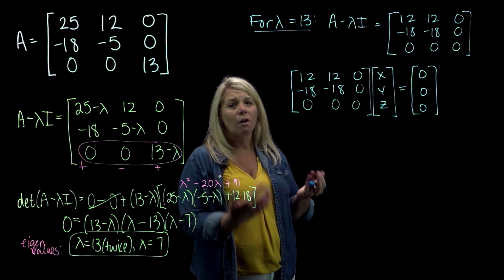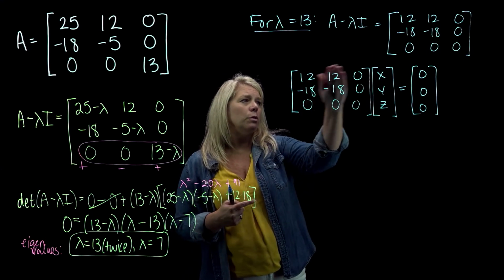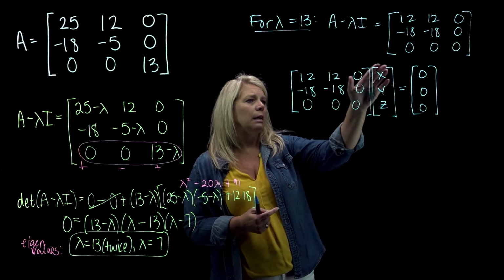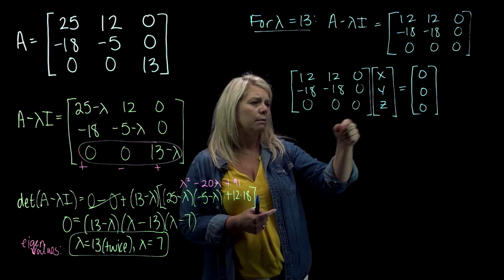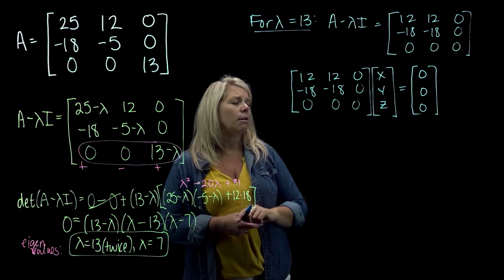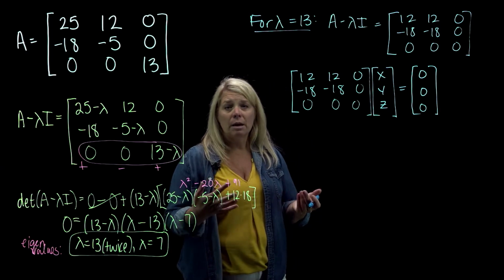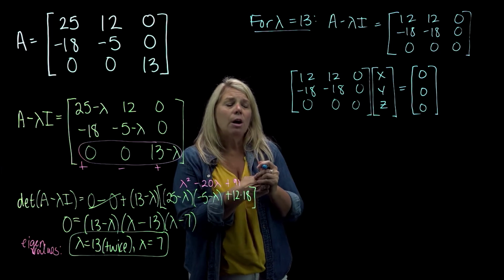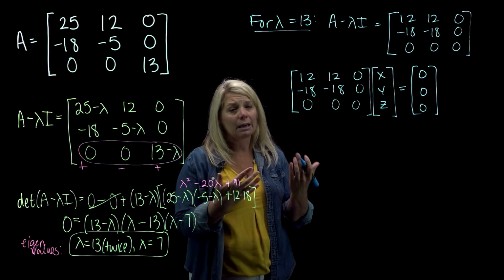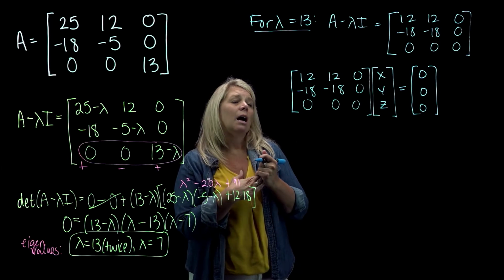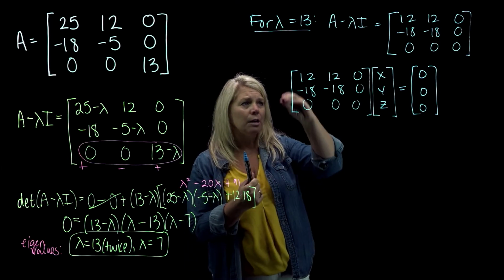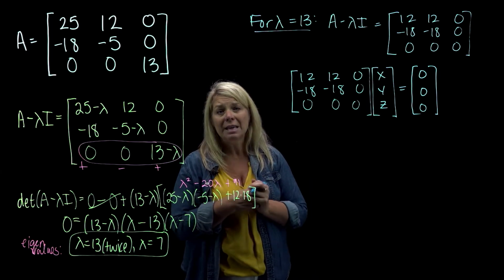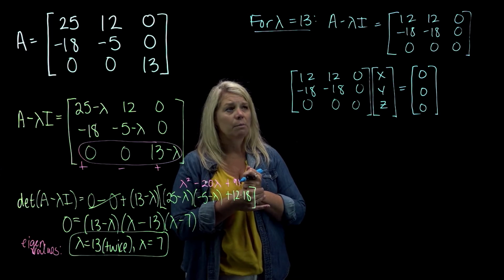So essentially what I'm doing is solving a system of equations. If you do this matrix multiplication, you get 12x plus 12y plus 0z, negative 18x minus 18y plus 0z, and then 0x plus 0y plus 0z, all equal to 0. We end up with this homogeneous system of equations. You can think about what you already know about solving systems and leverage that. You can put this matrix in and do reduced row echelon form if you would like. This is a simple enough one that you might be able to just think about what the solutions are going to be like.